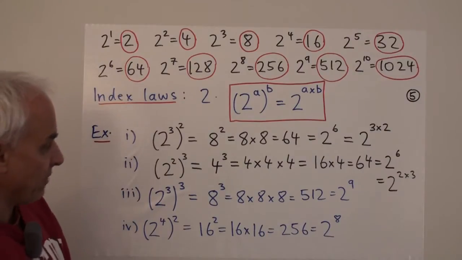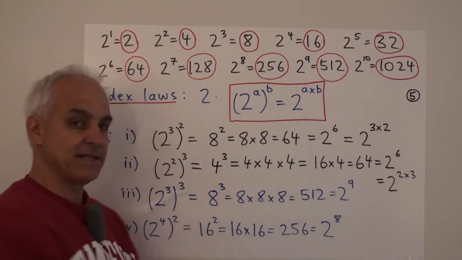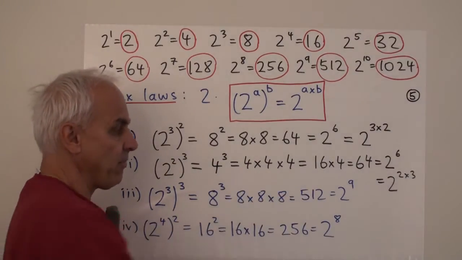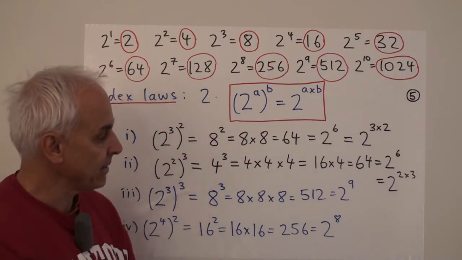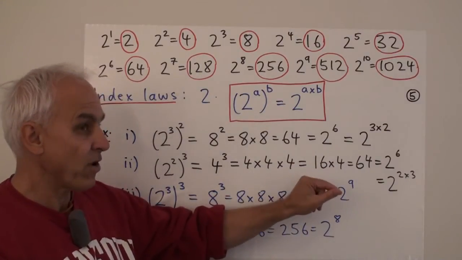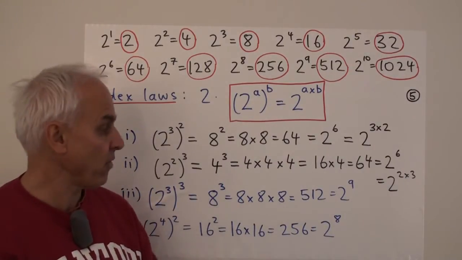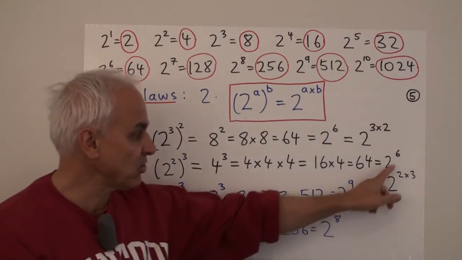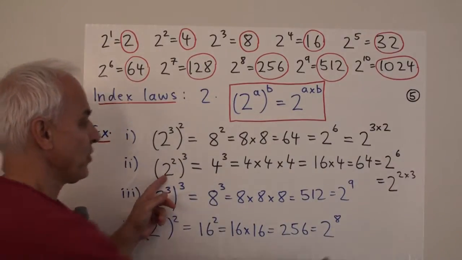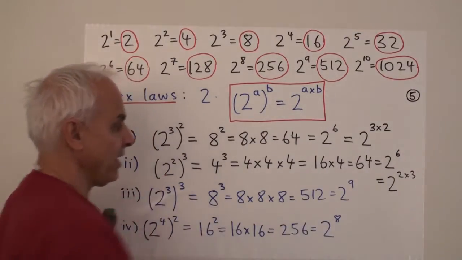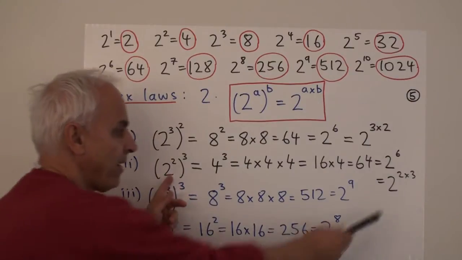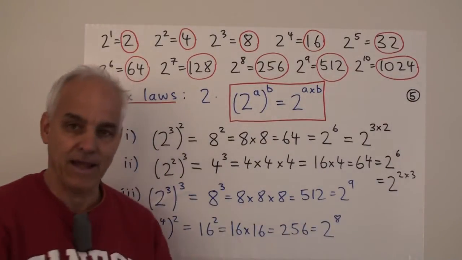Can we calculate that? Yes, of course we can. 4 times 4 is 16. And 16 times 4 is, well, 4 times 6 is 24, and 4 times 10 is 40. So 24 plus 40 is 64. Which in fact is 2 to the 6th, and that's also 2 to the 2 times 3. Same law, working again.